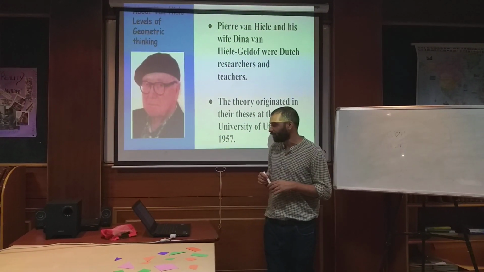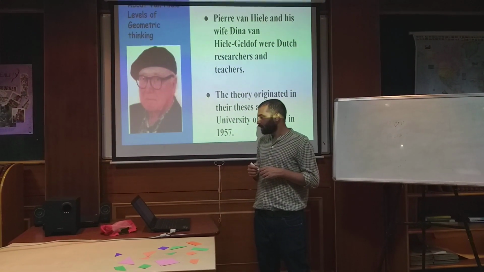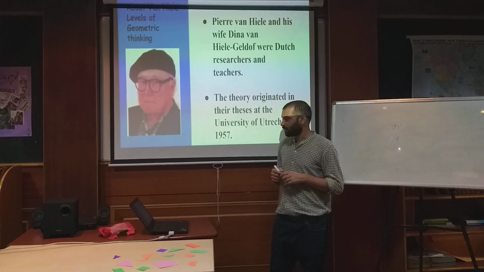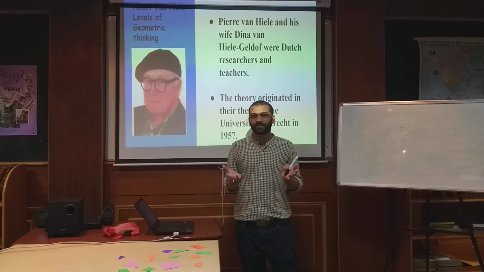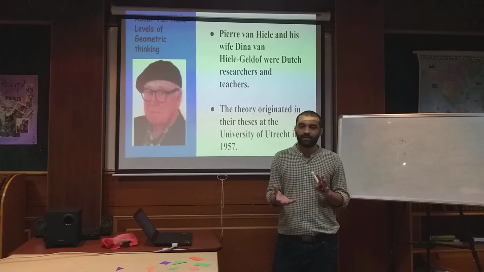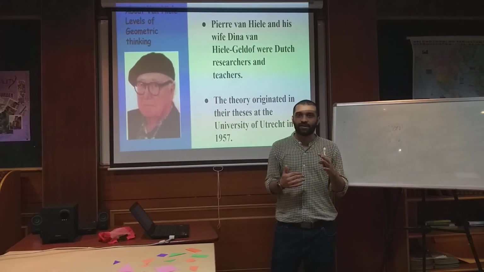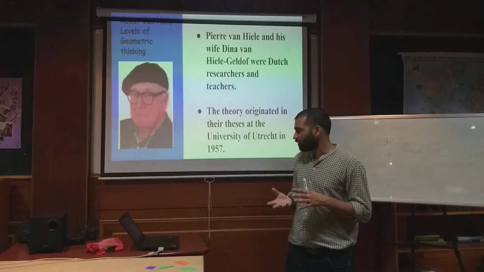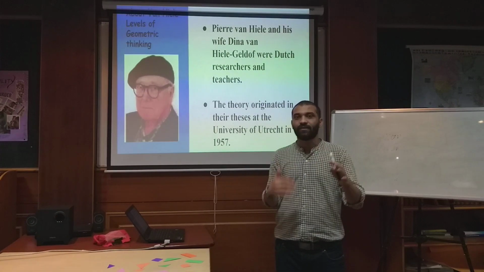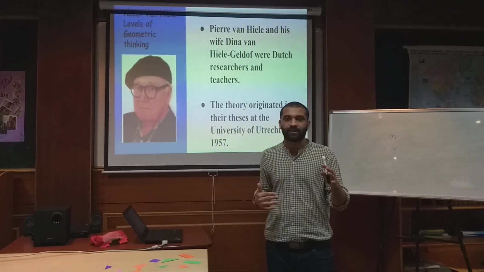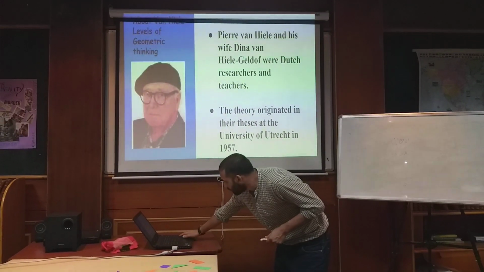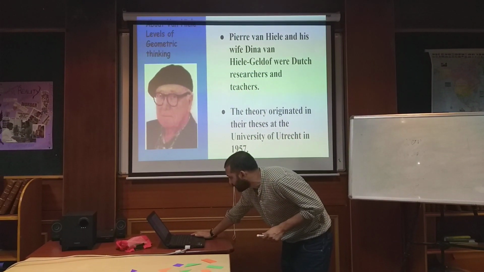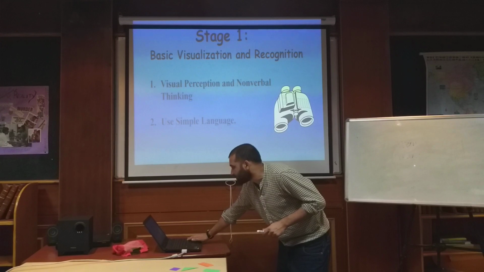So he and his wife, Dina Van Hiele, they were Dutch researchers and teachers, and they themselves struggled and saw while teaching that children struggled a lot with problems on geometry. So they wanted to come up with a stage theory where they can actually identify the levels in which a child understands and forms a meaning of geometric concepts. So this originated at the University of Utrecht in 1957.